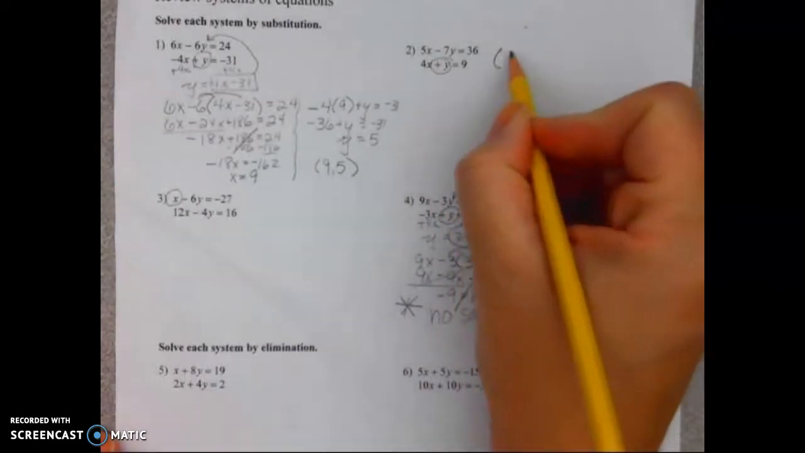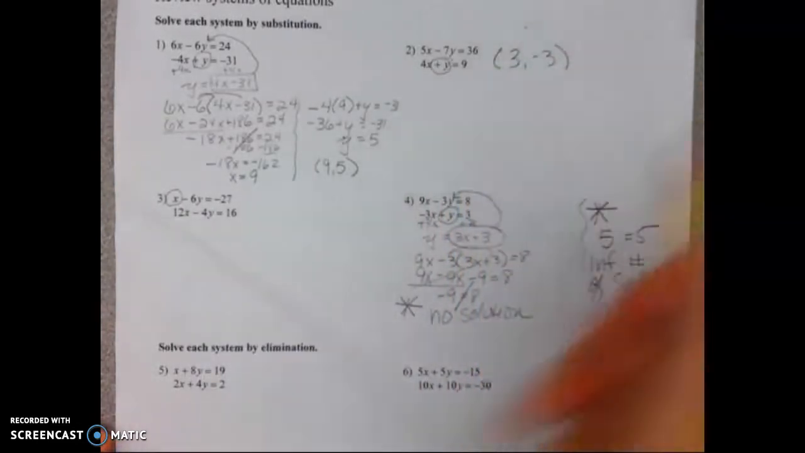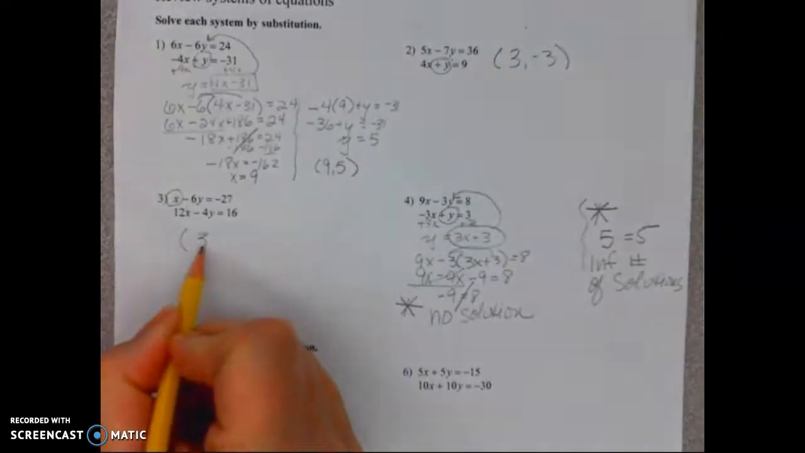The answer for 2 is 3, -3, and the answer for 3 is 3, 5.